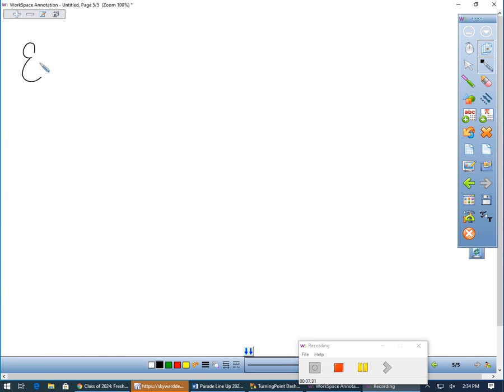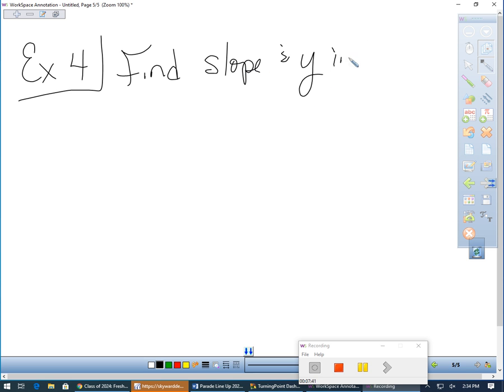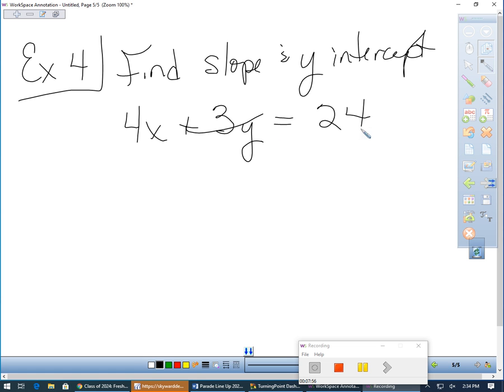Example number 4. I want you to find the slope and y-intercept from the equation. Now, if the equation, let's say, is 4x plus 3y equals 24, it's not in a form right now where we can find our slope and y-intercept. So remember that you need to get y by itself.